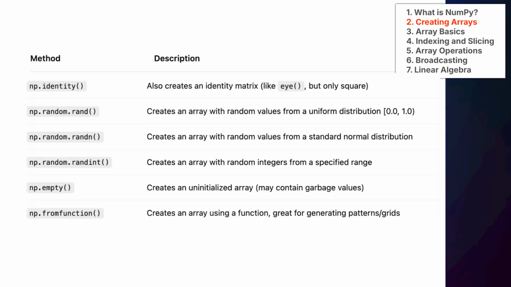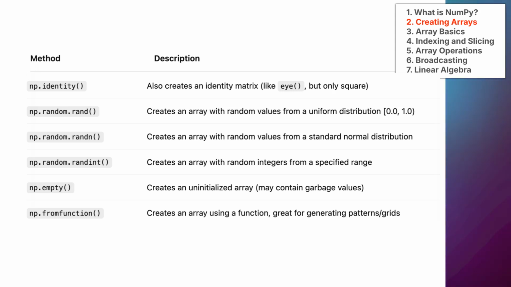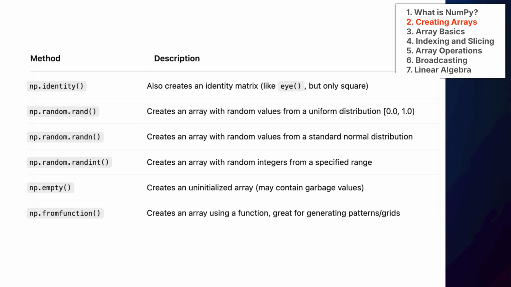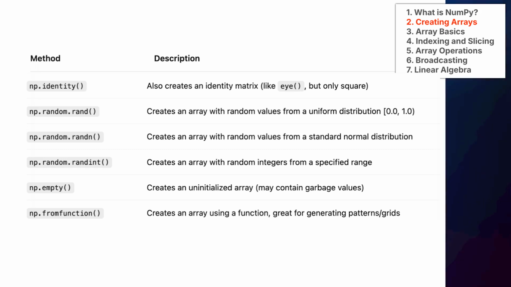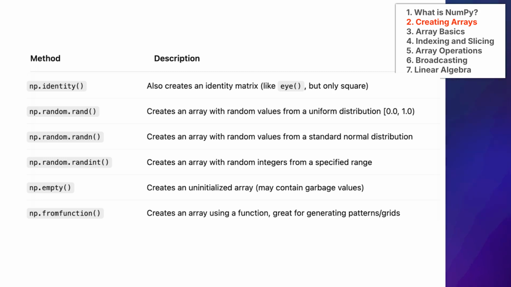Next, NumPy random rand. Sometimes you want to create random values to test your code, simulate data, or build machine learning models. That's where this method shines. It generates an array of random numbers from a uniform distribution between 0 and 1. That means each number is equally likely, and all values are between 0 and 1. 0 is inclusive and 1 is exclusive.